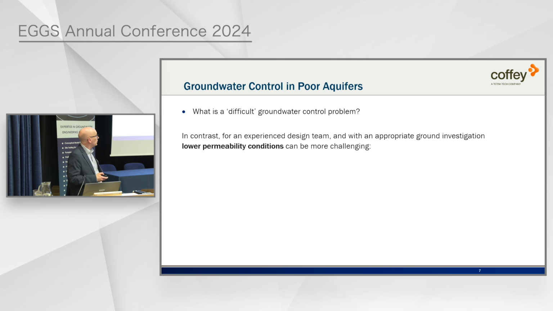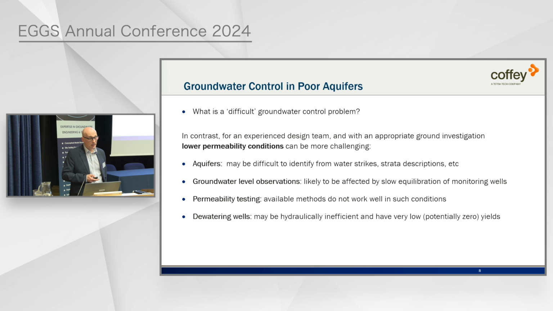So, in my view, what I consider the more challenging problem is if you're working in lower permeability conditions. And the reason I think it's more challenging is it's the converse of the previous slide, that I think the aquifers might be more difficult to identify because water strikes and strata descriptions might be less clear cut. The groundwater observations might not be that accurate because you've got to wait for the levels to equilibrate, and time is always precious. You might not get a good set of groundwater level readings.